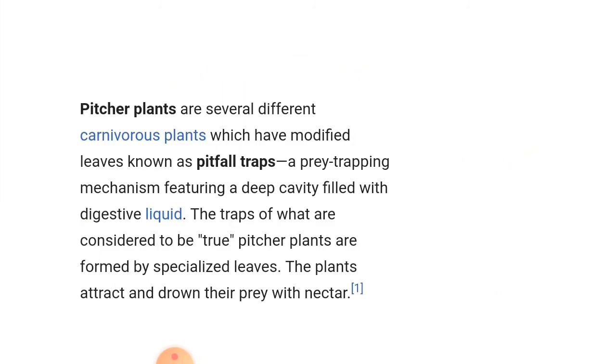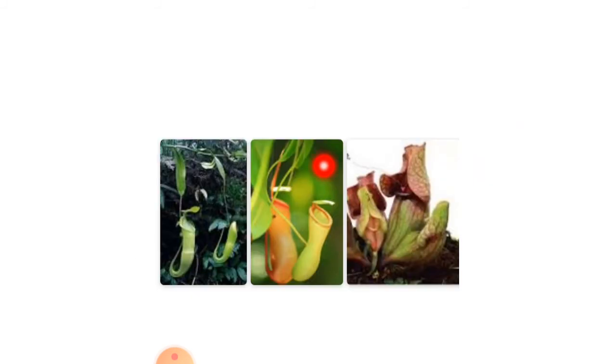The pitcher plants are formed by special leaves. The plants attract and trap their prey with nectar. They have a sort of nectar inside, which attracts the insect, and the insect is digested by enzymes. So the plant eats them as its food.